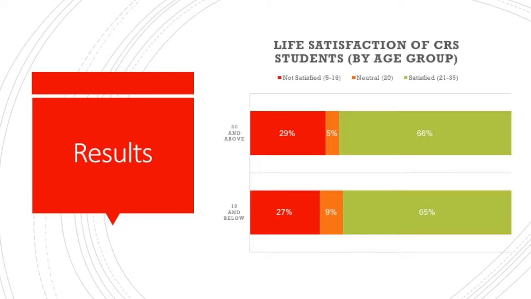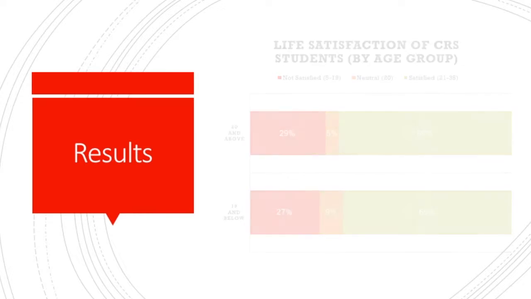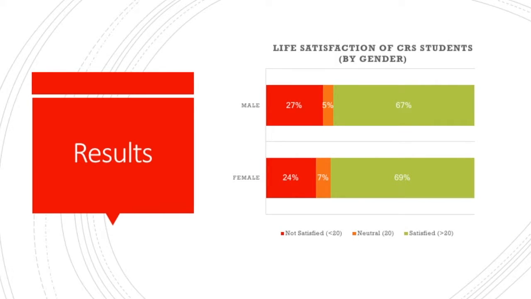The second graph shows the satisfaction of CRS students by age group. 65% of students aged 19 and below and 66% of students aged 20 and above are satisfied. Therefore, satisfied students are distributed almost equally among different age groups. The last graph shows the life satisfaction of CRS students by gender. 65% of female students and 67% of male students are satisfied. Therefore, similar to the previous graph, satisfied students are distributed almost equally among genders.